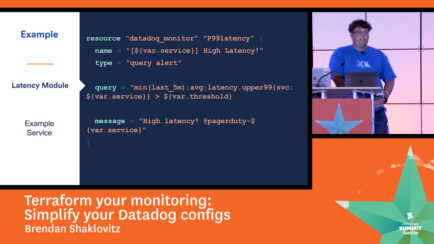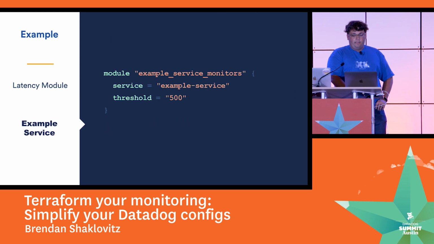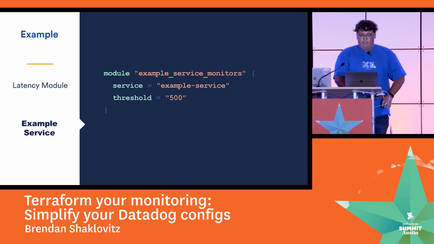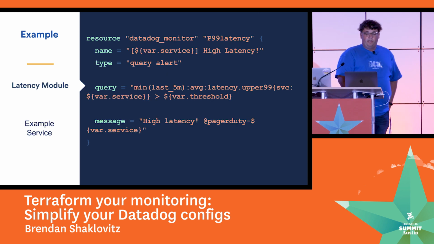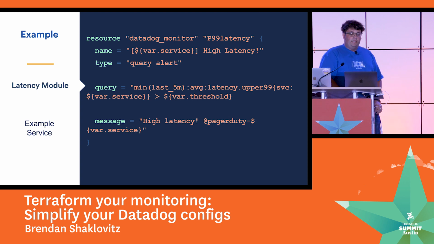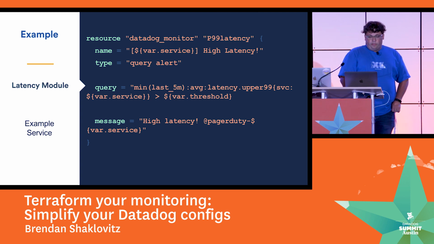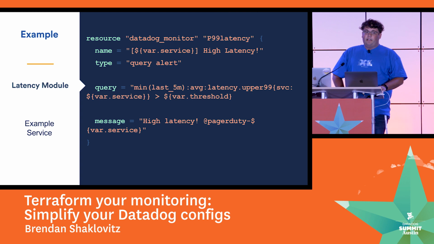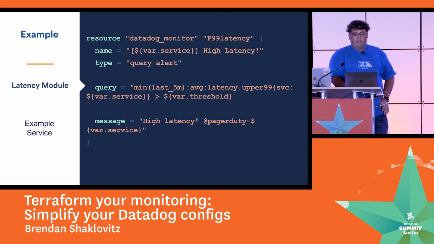And the way that you would use this is something like this, where for my example, these are the two variables where you could set the threshold and the service name. And going back really quickly, you can see on the 5th line where it says query equals min last 5 minutes, average latency. We're looking at a monitor for the 99th percentile for whichever service with a specific threshold.